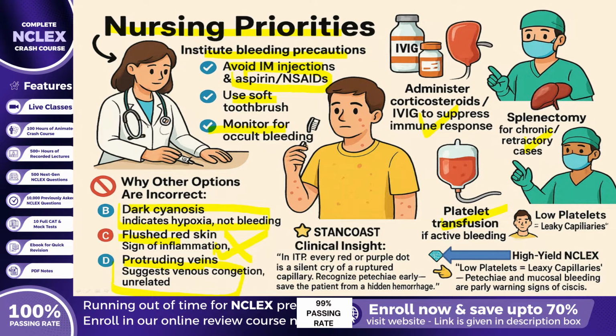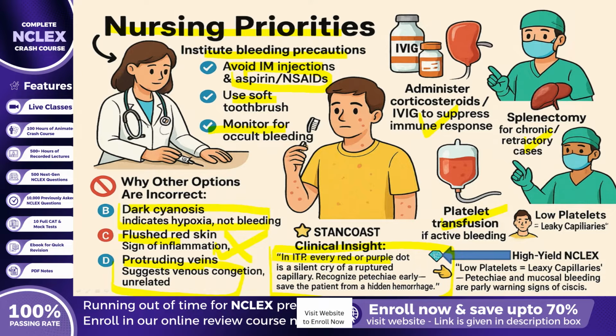Moving forward to an insightful perspective, Stancoast Clinical Insight. In idiopathic thrombocytopenic purpura, every red or purple dot on the skin tells a story of capillary rupture and platelet failure. Early recognition of petechiae and purpura can prevent catastrophic internal bleeding.